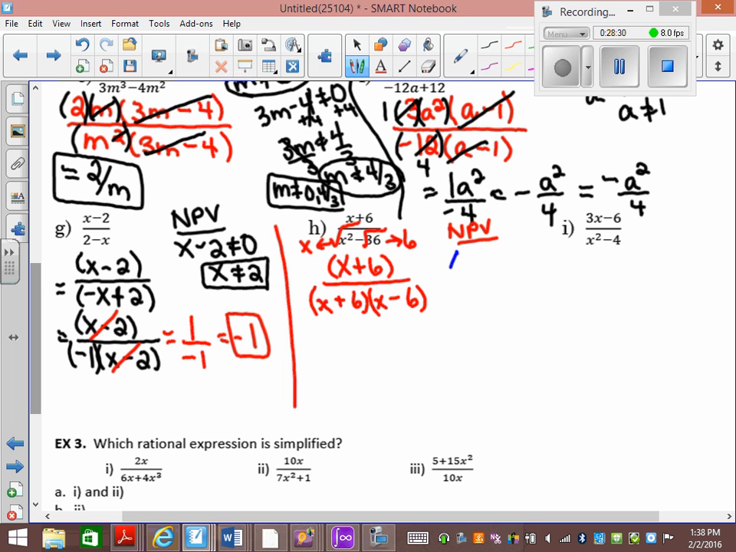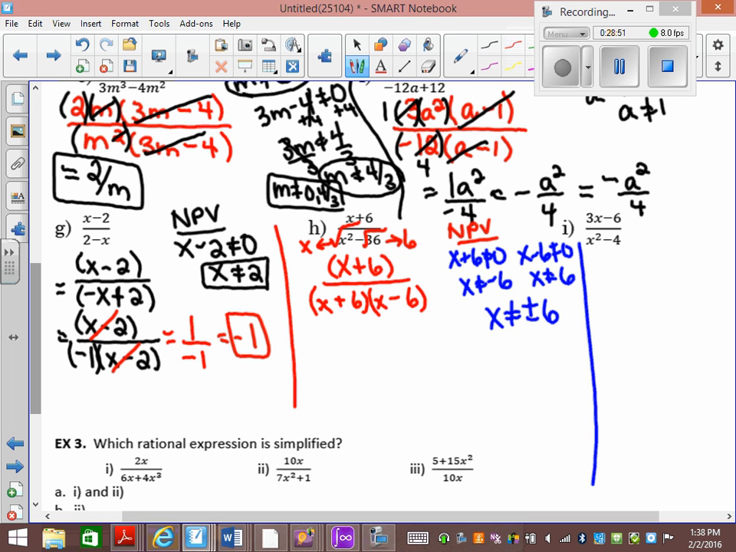I get x plus 6 can't equal 0, and x minus 6 can't equal 0. Move the 6 over, I'm going to get x can't equal negative 6. Move the negative 6 over, I'm going to get x can't equal positive 6. And then we can put them together. X can't equal plus or minus 6.